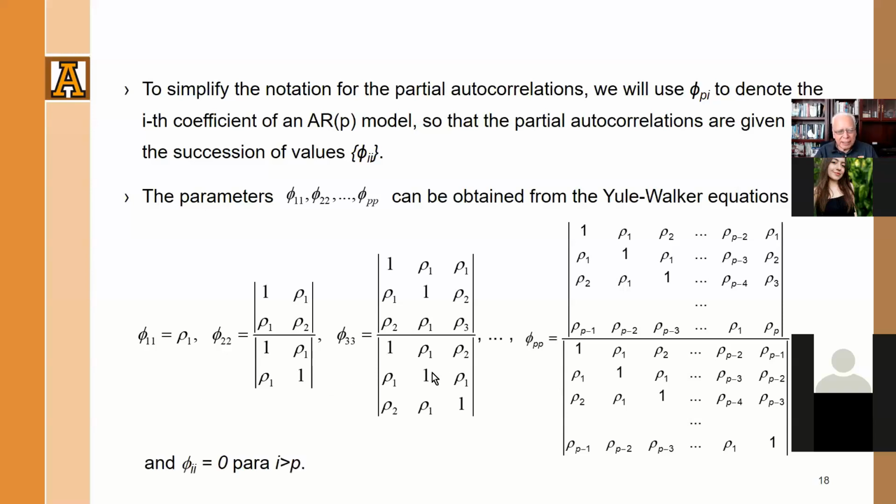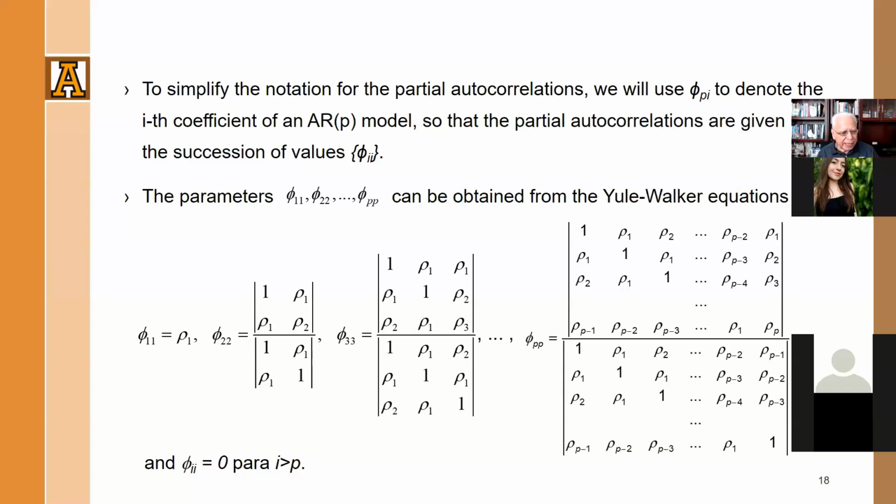And the interesting result here is that these partial autocorrelations, phi_{ii}, are going to be equal to 0 for i greater than p. So they will be different from 0 up to lag p, because we have an autoregressive model of order p. But beyond p, these partial autocorrelations are going to be equal to 0.